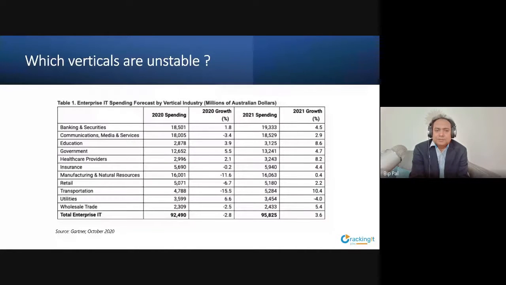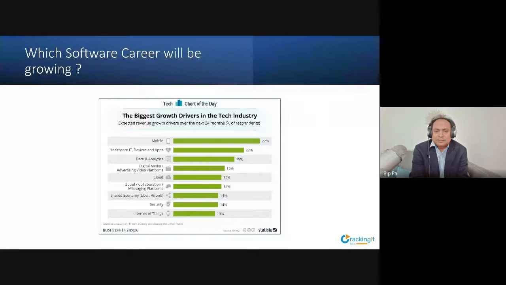Now, I'm going to show you another interesting thing: which verticals in the software stack are growing. You can be a mobile app developer, or an app developer in healthcare IT, or in data analytics, media, cloud, social media engagement or digital media platforms, the shared economy, or security. This shows the growth for the next 2 years, based on the perception of CIOs, and you can clearly see that mobile app has the highest growth expected over the next 2 years.